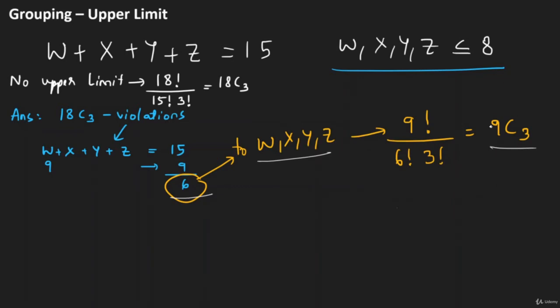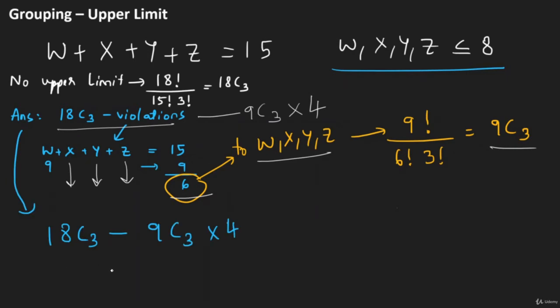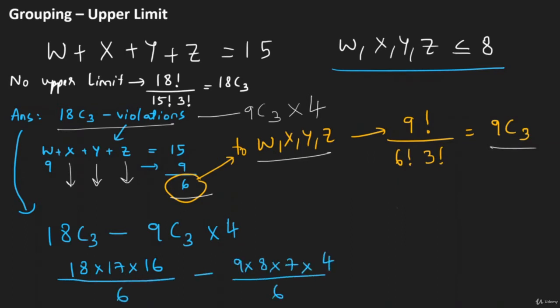Now here I got 9C3 by giving W 9. Similarly, I could have given X 9, or Y 9, or Z 9. Therefore, the violations are 9C3 into 4. And therefore, this equation becomes 18C3 minus 9C3 into 4, which is equal to 18 into 17 into 16 by 6 minus 9 into 8 into 7 by 6 into 4. And on solving this, you will get your answer as 480, which is the answer to this question.